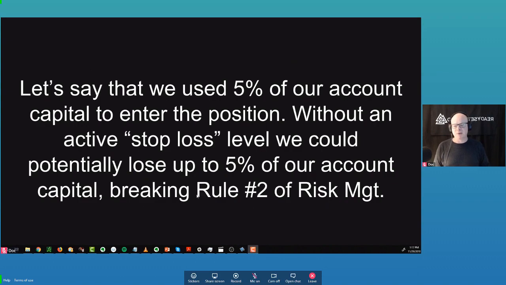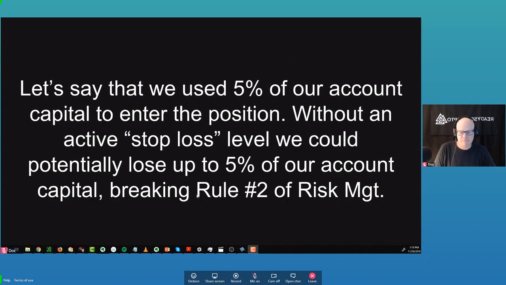One of the reasons people want to use an active stop is they say, look, Doc, 2% of risk sounds great for risk management, but if I hit a home run, I've just got this little itty bitty position. Maybe I got a 100% return on that, and now I've only added 2% of capital to my entire account. I really believe in this trade, and I think this is going to be a home run, so I'd like to put a little bit more capital into it. Okay, you can do that.